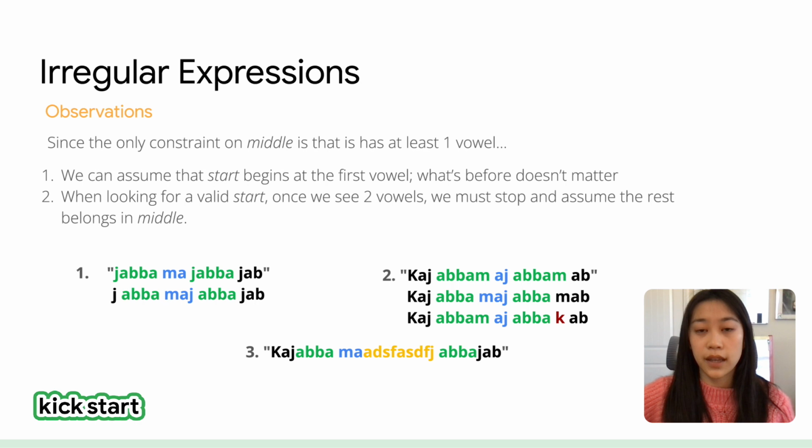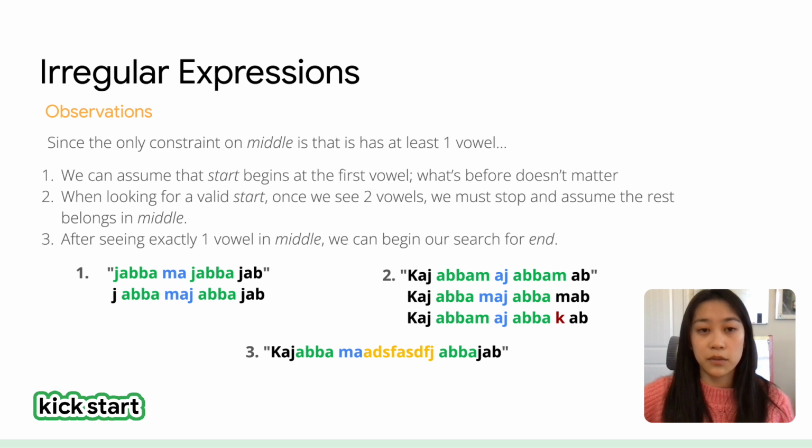This is because we've satisfied the constraints of start already, and whatever else comes before we can just stick onto the middle word. We can safely do this because there's no constraints on the middle word, other than it must have at least one vowel. In fact, we must do this, because if we don't, we may miss potentially valid spells, as we see in the third line of this example, where we don't stop at the second vowel and miss the valid spell abba much abba.